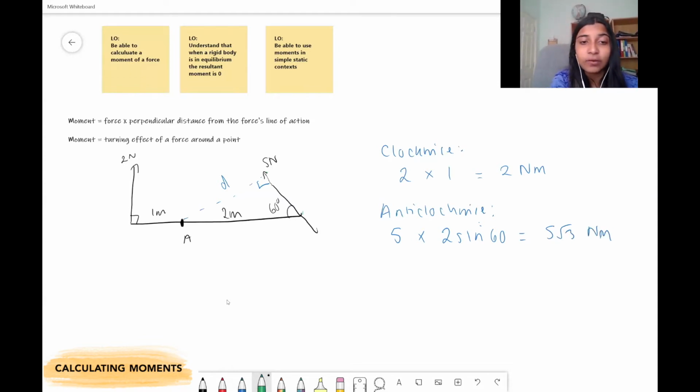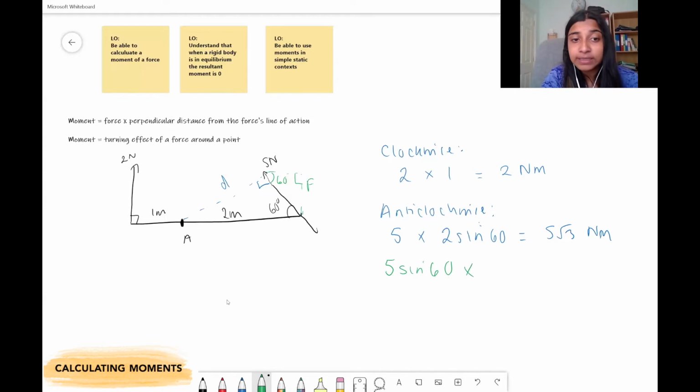Or alternatively, if you were to calculate the perpendicular force, you could draw a right angle, so you want to find this F here. You have another right angle triangle with this angle being 60. Then you could also say your anti-clockwise moment is your force here, which is 5 sine 60, times your distance, which is 2. So that would also be equal to 5 root 3 newton meters. So it's the same thing. You could do either one, it doesn't matter, as long as you're working with either the perpendicular distance or the perpendicular force to your line of action, if your force is acting at an angle to your line of action.